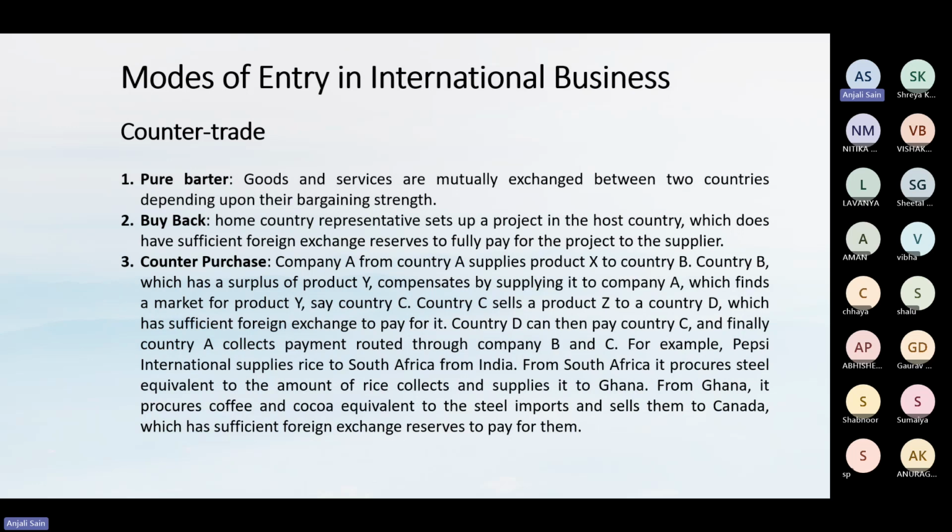For example, Pepsi International supplies rice to South Africa from India. ठीक है. Like Pepsi क्या कर रही है? Pepsi supply कर रही है South Africa में rice from India से. They are not manufacturing it themselves. They are not growing it. उन्होंने क्या किया? इंडिया से बाय किया, then sell it to South Africa. From South Africa उसने वहां से क्या procure किया? Steel equivalent to the amount of rice, collects and supplies it to Ghana. From Ghana it procures coffee and cocoa equivalent to the steel imports and sells them to Canada, which has sufficient foreign exchange reserves to pay for them.